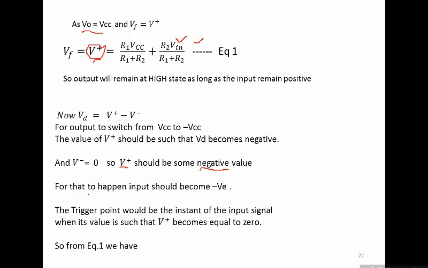So for that to happen, the input should become negative, as you can see in this equation, that for V plus to be negative, this input signal should be some negative value. So the trigger point would be the instant of the input signal when its value is such that V plus becomes equal to 0.